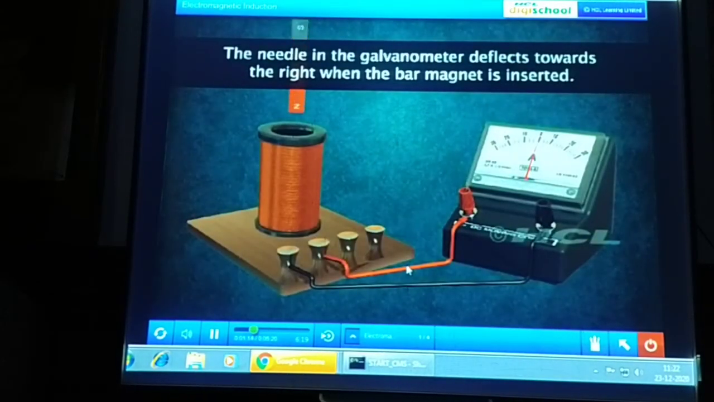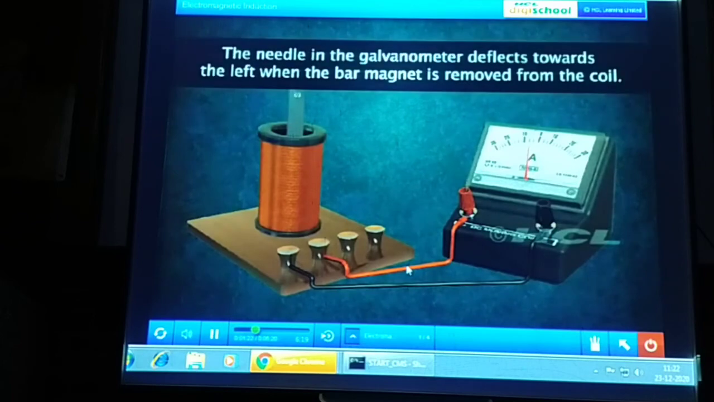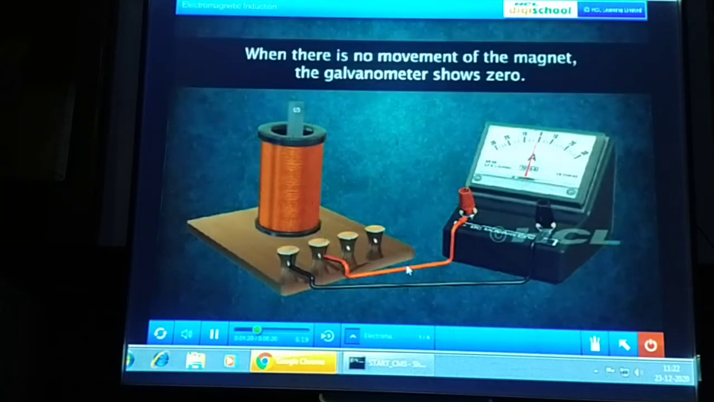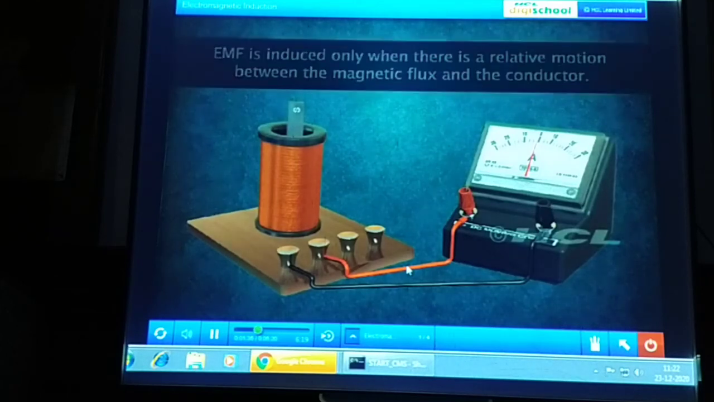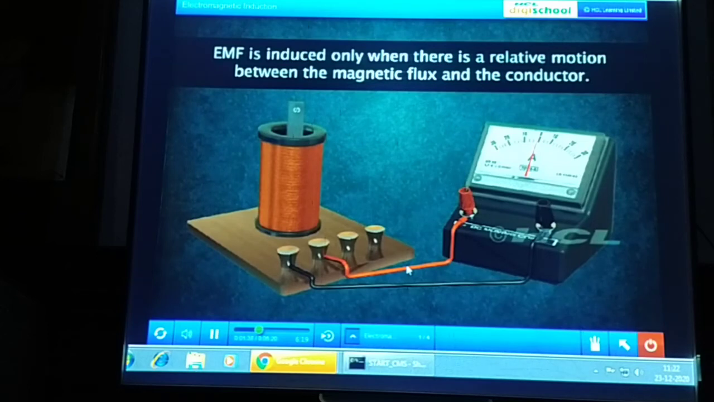There is a deflection towards the right in the galvanometer when the bar magnet is inserted into the coil. There is a deflection towards the left when the bar magnet is removed from the coil. No current is induced when the magnet is at rest near the coil. EMF is induced only when there is relative movement between the magnetic flux and the conductor.